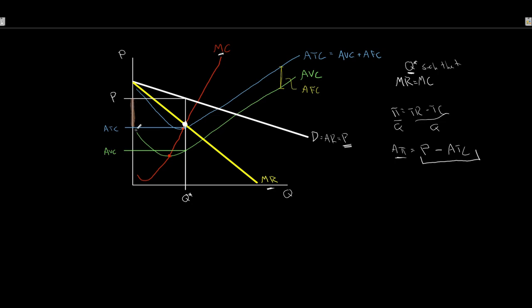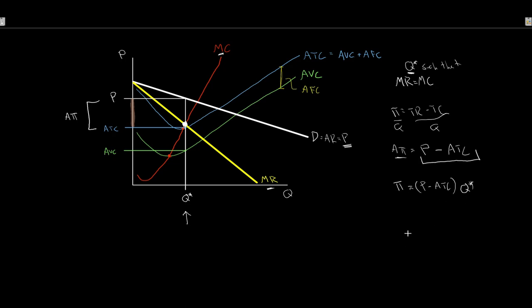Price minus average total cost. That guy, that's my profit per unit, my average profit. To get my total profit, to visualize this, I could just again take my average profit and multiply everything by Q. What Q do we multiply? By Q star, of course. That's our profit maximizing level. So profit per unit times our number of units gives me my total profit again. And that will be price minus average total cost times my Q star.